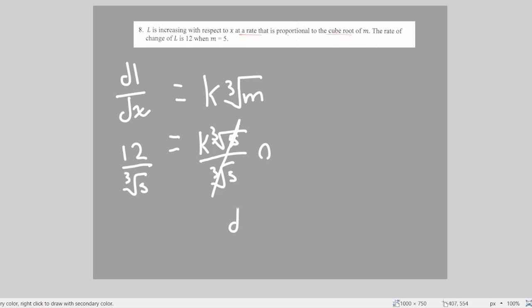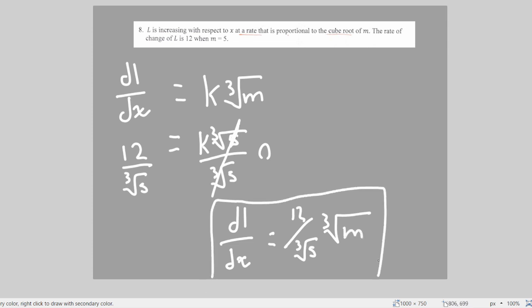So at the bottom, we're going to have dL/dx equals, then we plug in our constant, which is 12 over the cube root of 5, times the cube root of m. And that's it. We're done. This is our answer. This is a very short one.